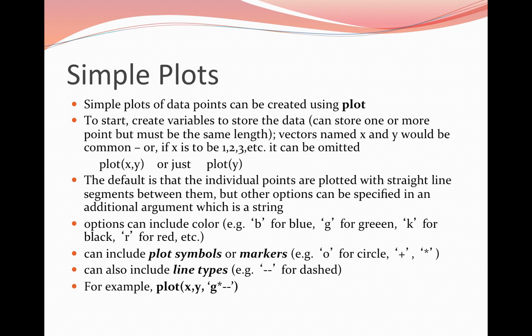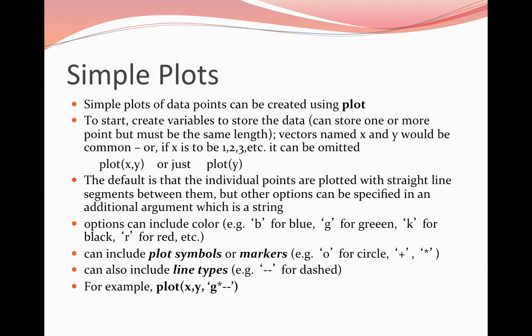The default with plot is that it's going to plot individual points. They're going to be very tiny and very difficult to see, with straight line segments in between them. But there are lots of other options that you can specify in an additional string argument. These options can include the color, for example, b for blue, g for green, k for black, r for red, etc. And they can include plot symbols or markers. For example, you can specify you want to plot the points with a plus sign or an asterisk or an o. You can also include line types in between the points. For example, dash dash is for a dashed line.